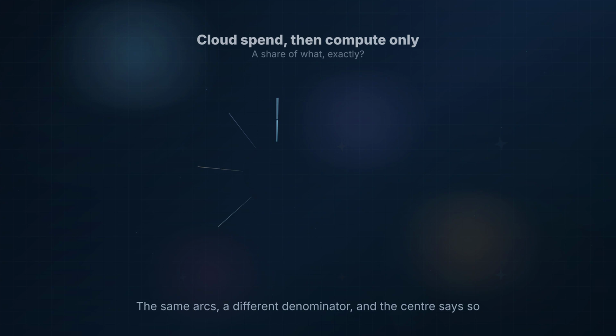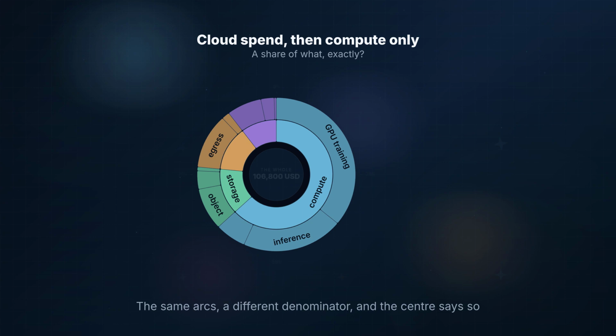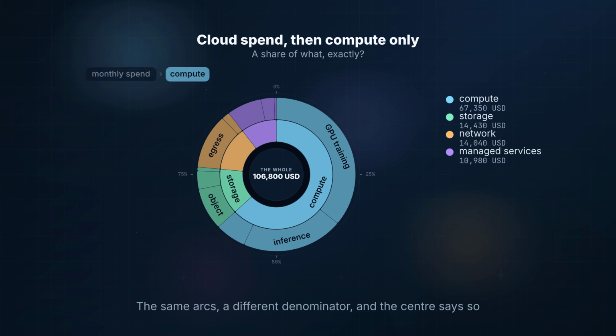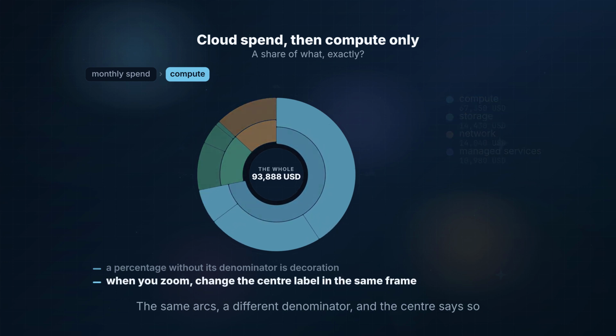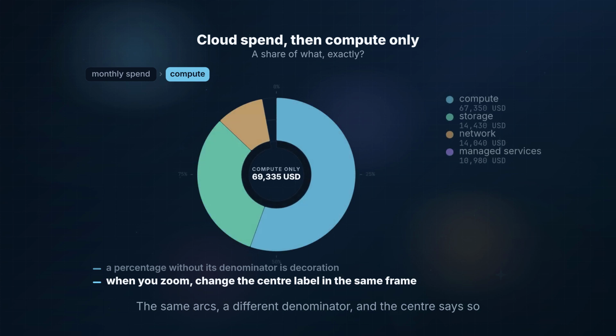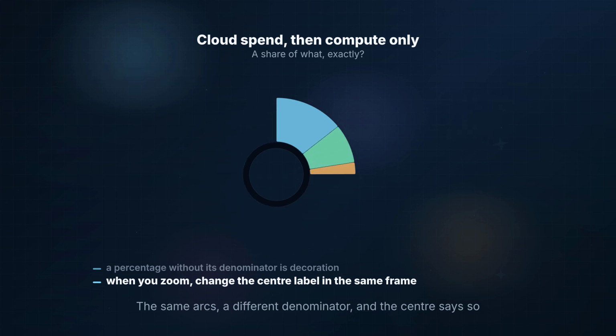Here is the question that quietly ruins hierarchy charts. A share of what? Every angle is a fraction, and a fraction needs a denominator. Global normalization keeps the whole hierarchy as the denominator, so an arc is its share of everything at every depth. Subtree normalization picks one branch and opens it to the full circle, so angles become shares of that branch. Watch the center as I focus on compute. The arcs keep their relationships, and every percentage has changed meaning.